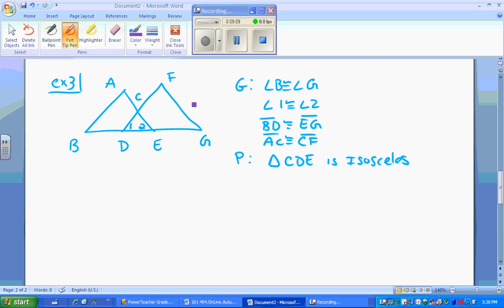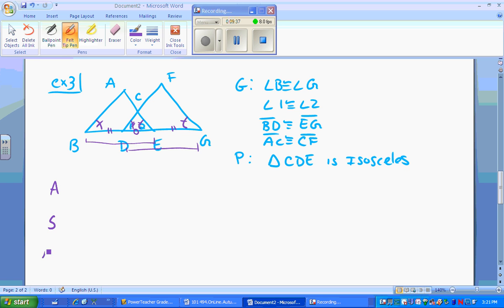Well, if we look at it, we got angle B congruent to G, angle 1 congruent to angle 2, and BD congruent to EG. Well, sure, we can prove these two big triangles because you know that this piece right here is reflexive. We can add to get this side and this side, and we can prove this triangle congruent to FBD and ABE because of angle, side, angle.